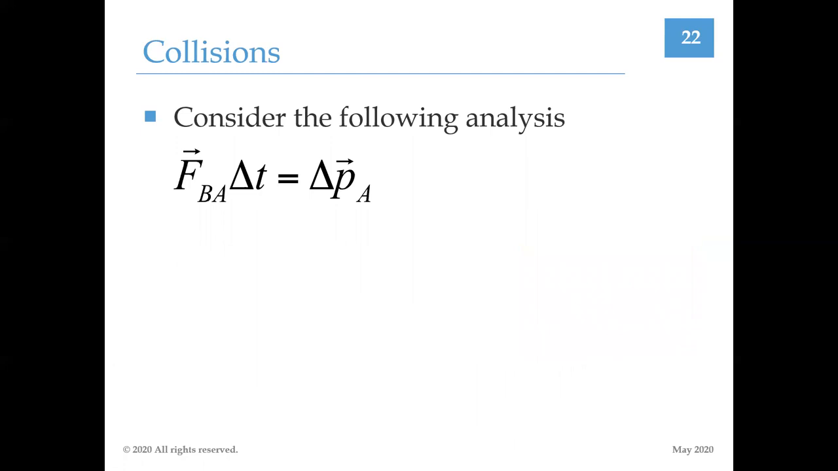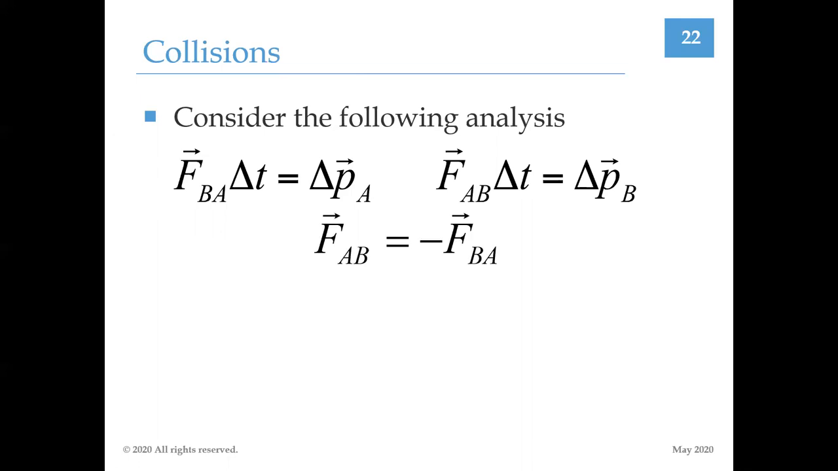So we consider the following analysis: the force of B on A times delta t, meaning how long that force is imparted, is equal to the change in momentum for astronaut A, and the force of astronaut A on B times delta t is equal to the change in momentum of astronaut B. We know that the force of astronaut A on B is equal and opposite to the force of astronaut B on A. We can say that the impulses, F average of A on B times delta t, is equal to negative F of B on A times delta t, because we're just substituting in F_AB equals negative F_BA.